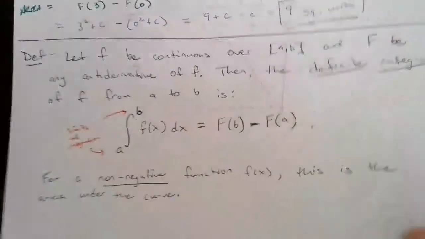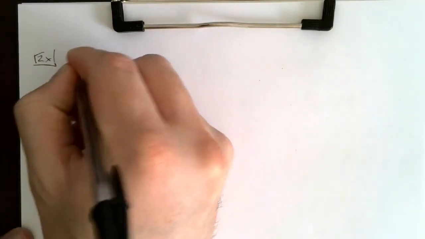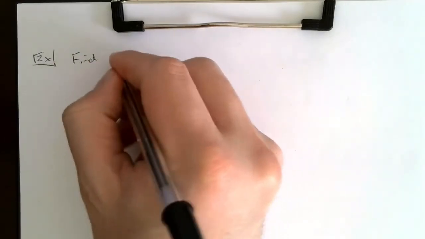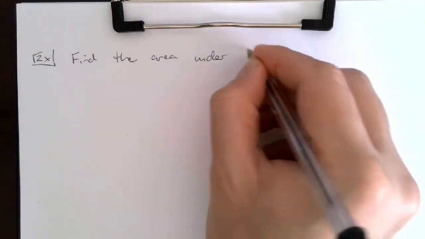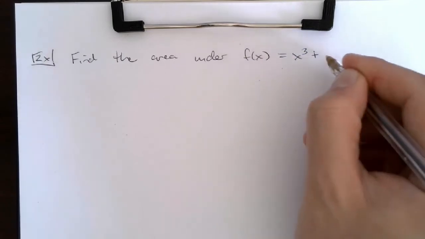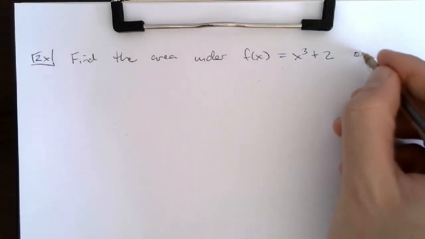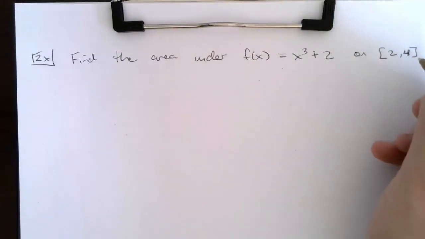Let's do some examples using this. All right, so this is really how we're going to find area going forward. We're going to use the definite integral, the antiderivative, to help us out here. So for this example, if I said find the area under f of x equals x to the third power plus 2 on the interval from 2 to 4.